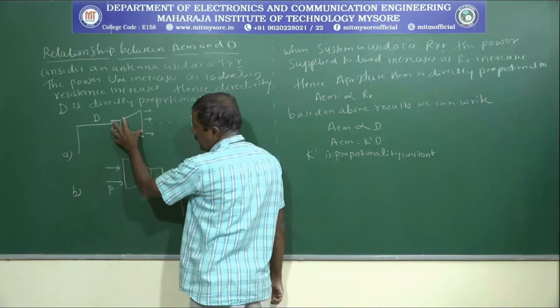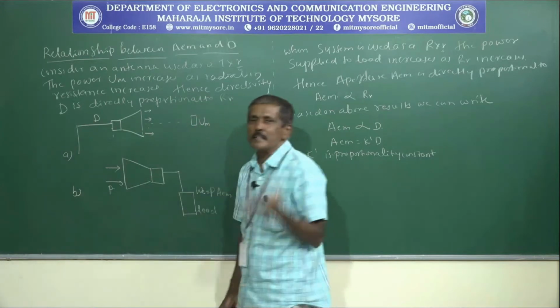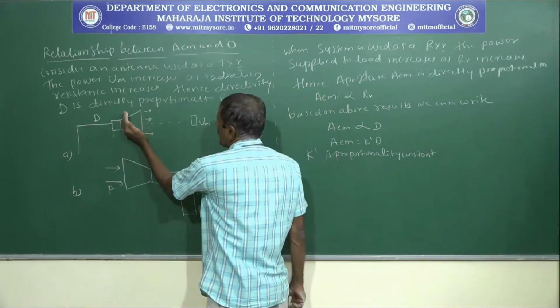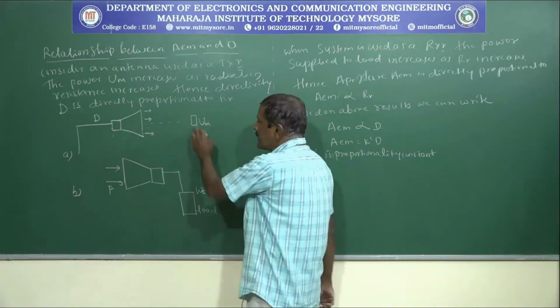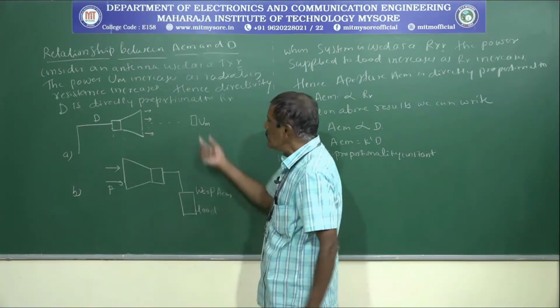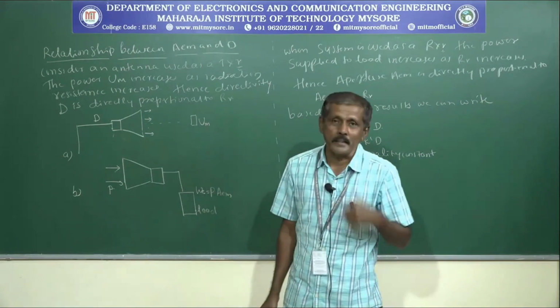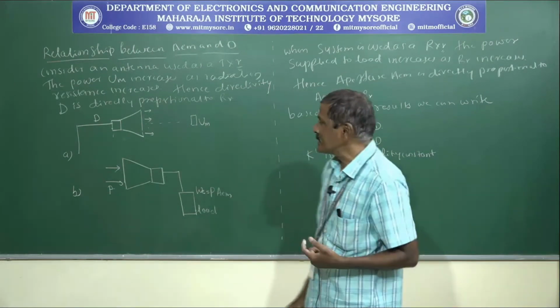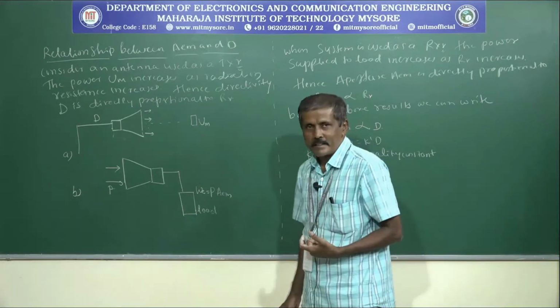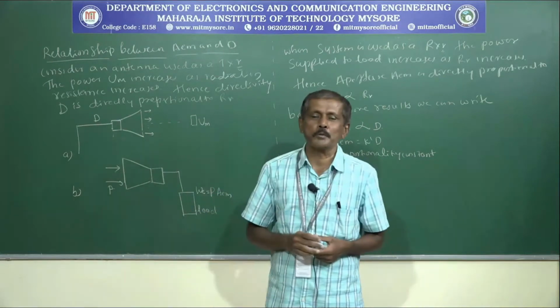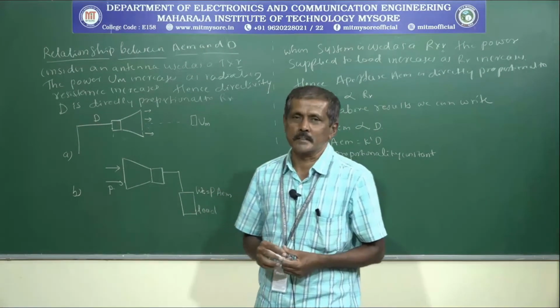Now this is the transmitting antenna, and it has some directivity. With this directivity, the transmitting antenna radiates electromagnetic energy. At a certain distance from the antenna, you have a maximum radiated power, and this maximum radiated power increases as the radiation resistance increases. So therefore, this directivity is directly proportional to the radiation resistance.